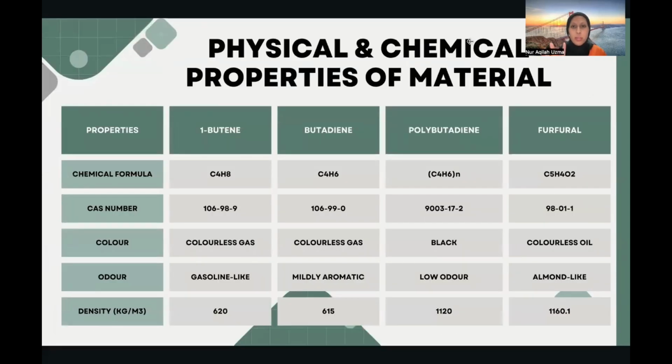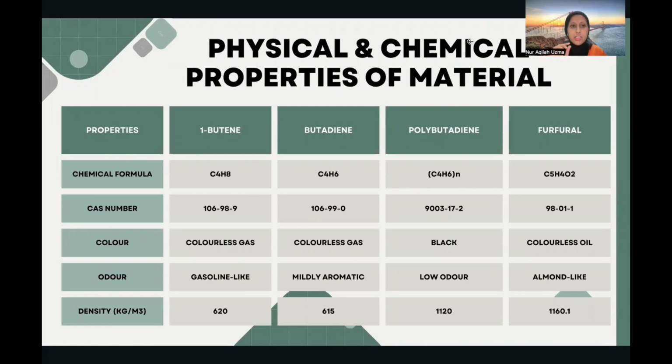So next we are going to bring about material properties. The main raw materials that we use are 1-butene, butadiene, polybutadiene, and also furfural. 1-butene has the chemical formula C4H8, a colorless gas with a gasoline-like odor, and a density of 620 kg per meter cube.